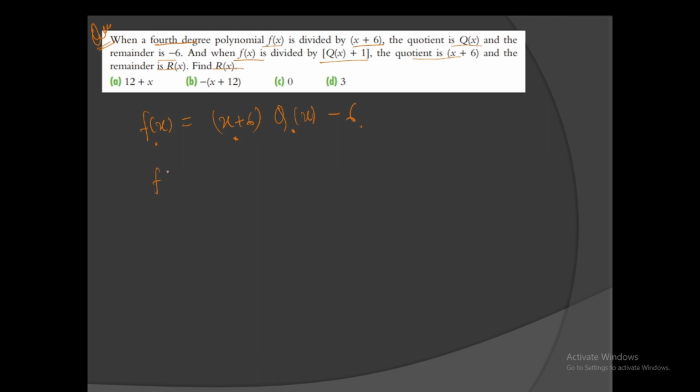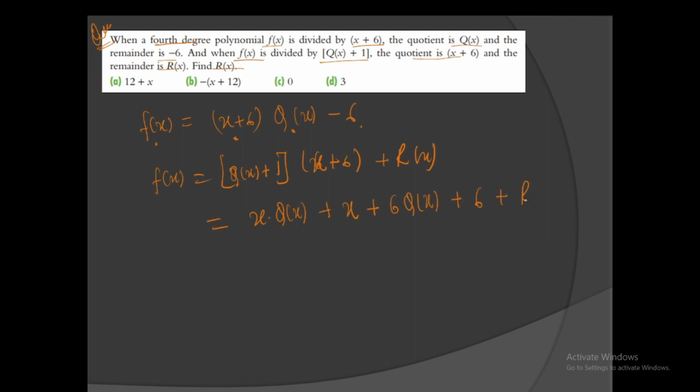But it is also given that f of x, when it is divided by q of x plus 1, the quotient turns out to be x plus 6 and the remainder was r of x. So from here we get x into q of x plus 6 q of x plus 6 plus r of x. We can take q of x terms to be common. q of x, it will be x plus 6.